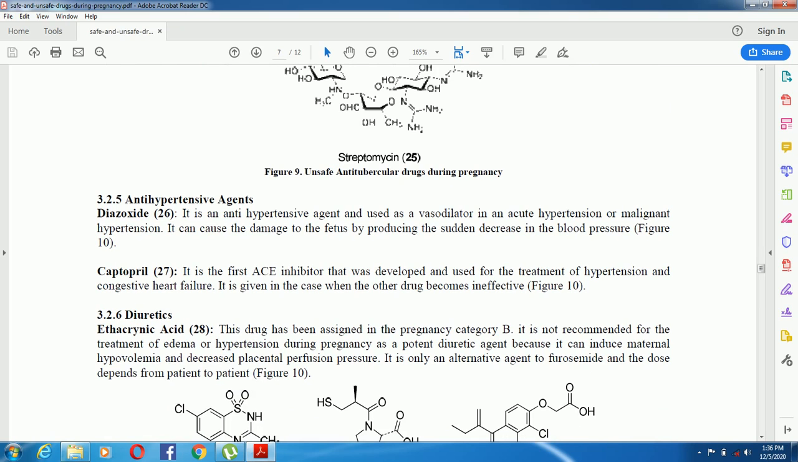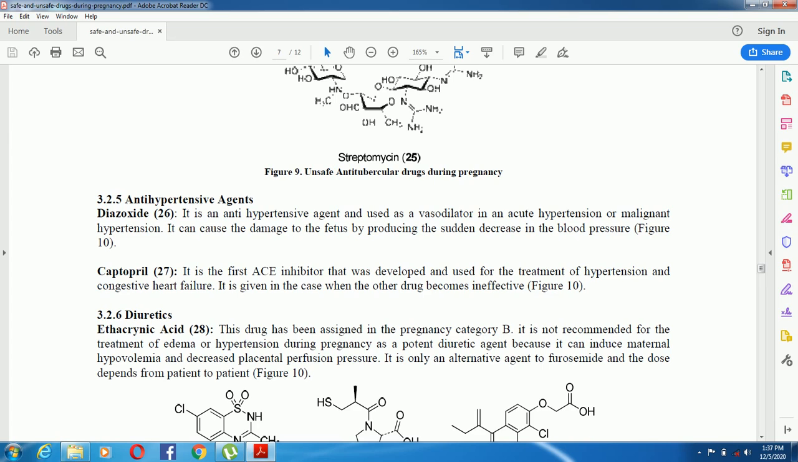to anti-hypertensive agents. An anti-hypertensive agent, diazoxide. You know diazoxide is a vasodilating agent. It is used as a vasodilator, especially in acute hypertension or malignant hypertension. It can cause damage to the fetus by producing a sudden decrease in blood pressure, which is already given in figure 10.